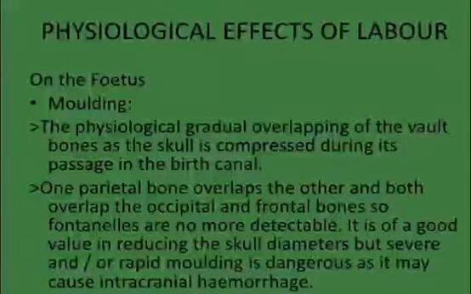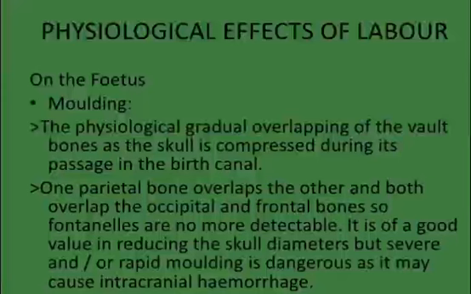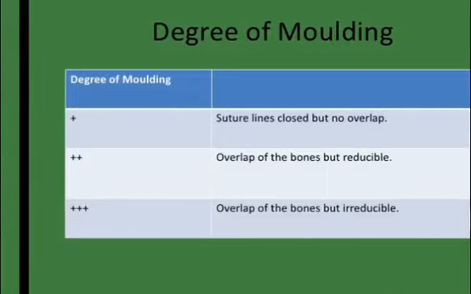Molding. The physiological gradual overlapping of the skull bones as the skull is compressed during its passage in the birth canal. One parietal bone overlaps the other, and both overlap the occipital and the frontal bone, so the fontanelles are no longer detectable. It is of good value in reducing the skull diameter, but severe or rapid molding is dangerous and may cause intracranial hemorrhage.